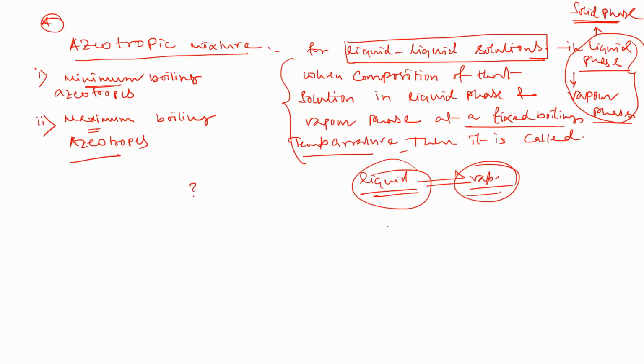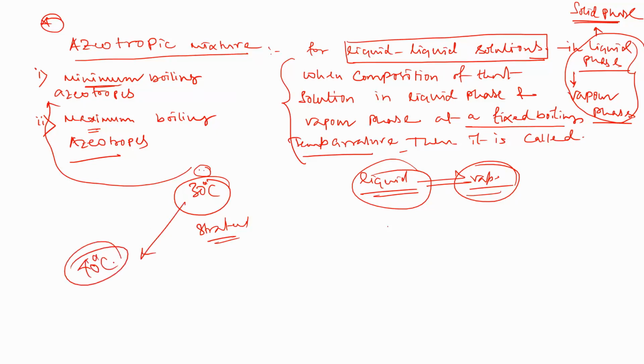So at 30 degrees Celsius it started to boil, but if at that 30 degrees Celsius the vapor phase and the liquid phase composition is the same, then we go to the minimum boiling azeotrope. But suppose the temperature is increasing from 30 to 40 degrees Celsius, and at that maximum temperature the composition of the vapor phase and the liquid phase is the same, then it is a maximum boiling azeotrope.